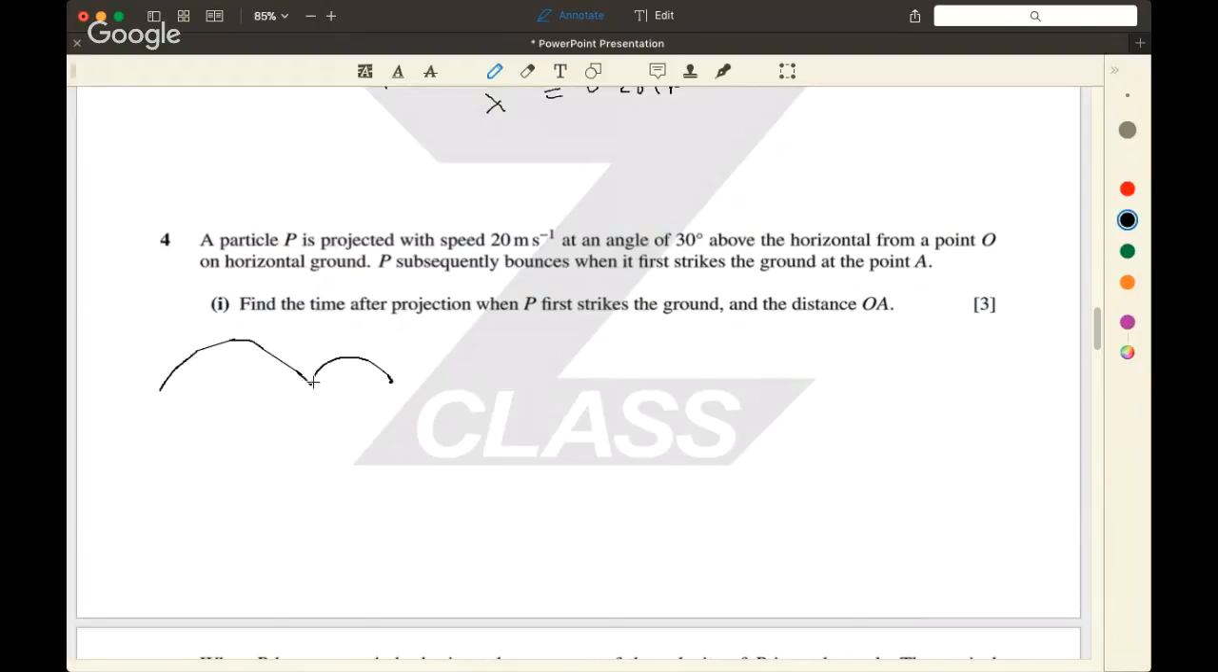But firstly, in this question, they want the time at which this thing meets the point A. So it goes from O to A. And when it sets off initially, it's got a resultant speed of 20 meters per second, and it's off at an angle of 30 degrees.